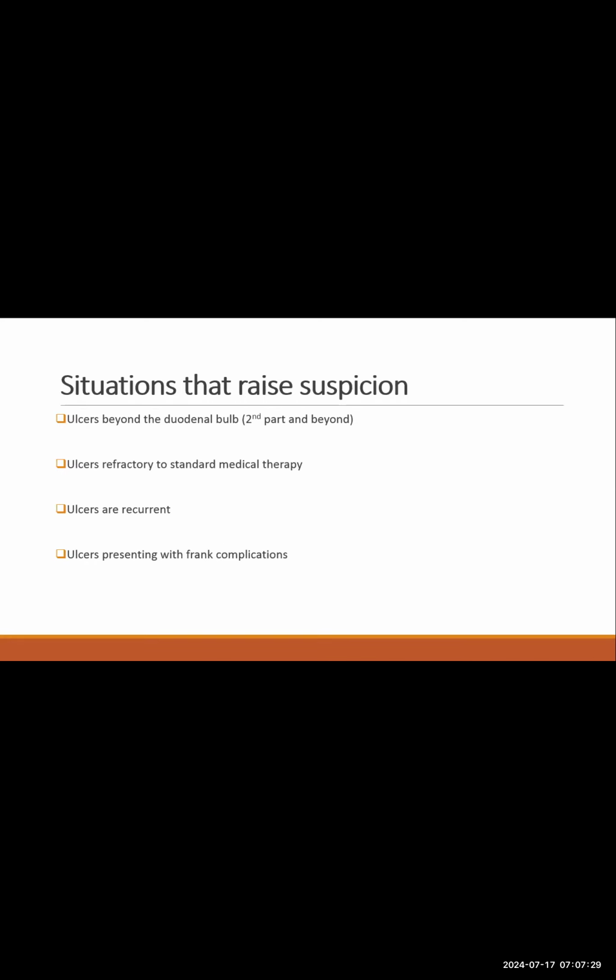So there are some situations that raise suspicion of the possibility of Zollinger-Ellison syndrome, and these include presence of ulcers beyond the duodenal bulb, usually the second part and beyond, and ulcers that are refractory to standard medical therapy, like in this index patient, and also recurrent ulcers and ulcers that are presenting with frank complications. So all this would raise suspicion of a possible Zollinger-Ellison syndrome.